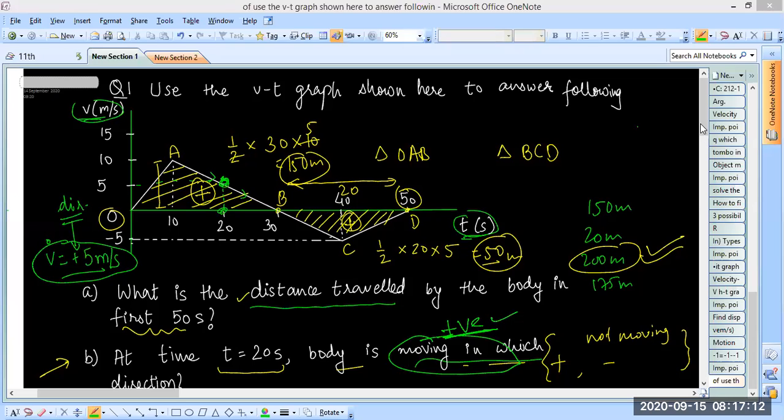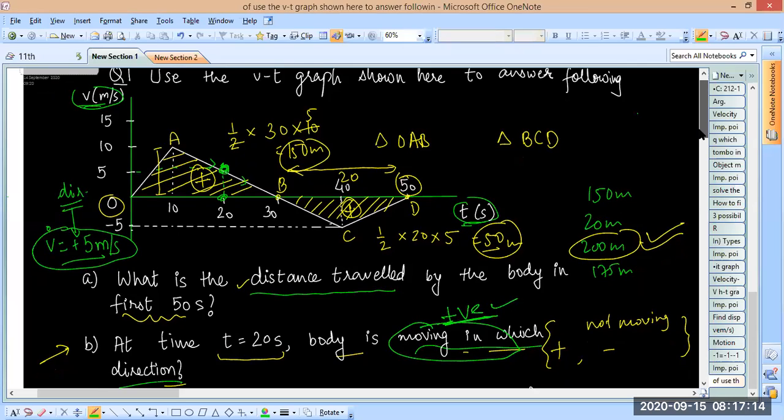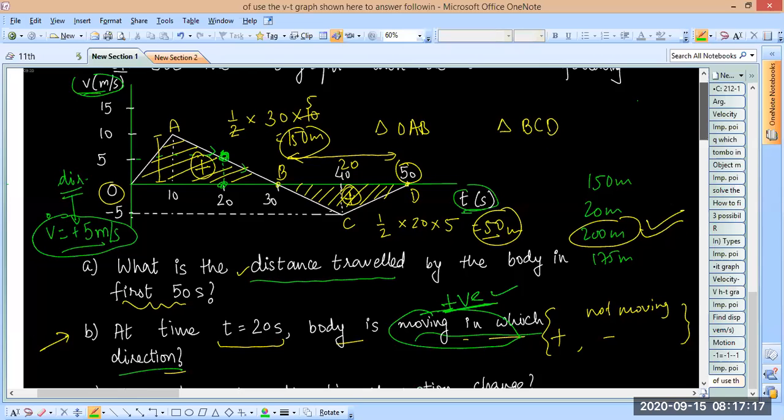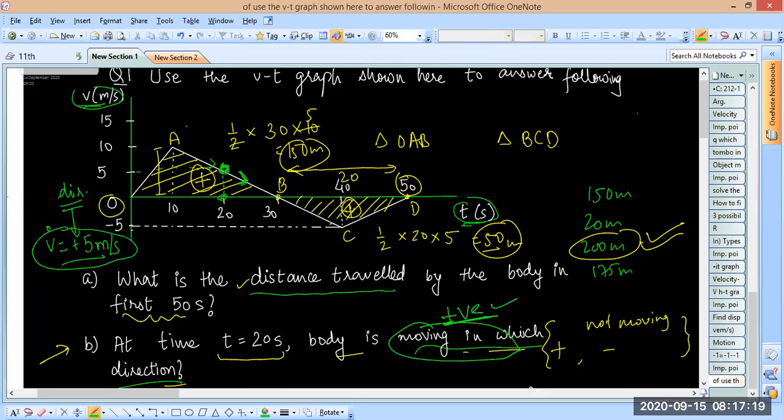Okay, so please, everyone. Now some of you were still thinking that this is going down. That's true, this is going down. That means acceleration is negative because slope of VT graph, this is a VT graph, slope in VT graph is related to acceleration, isn't it?